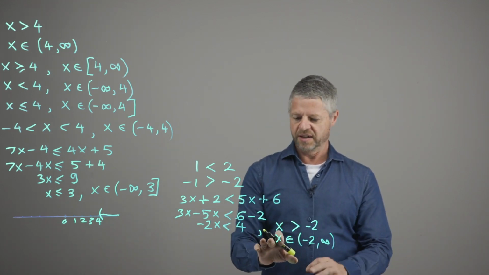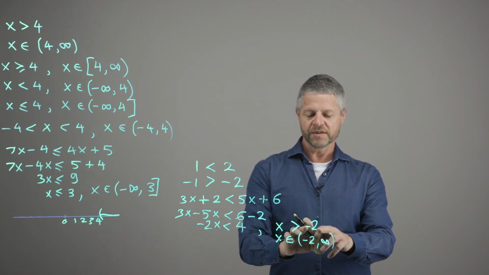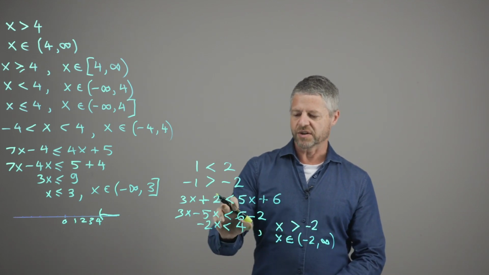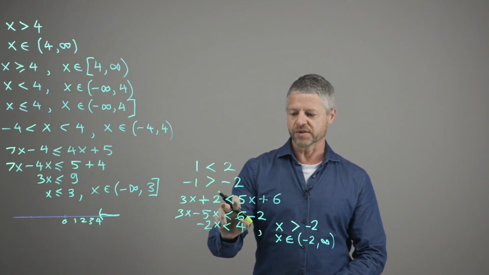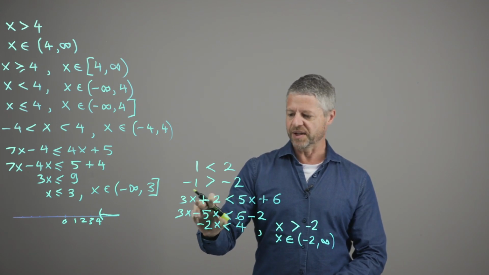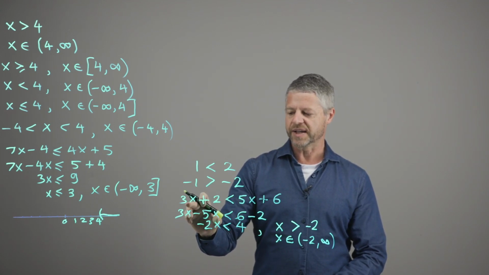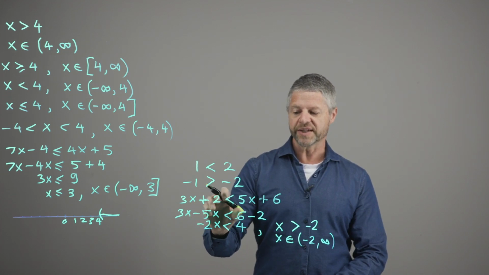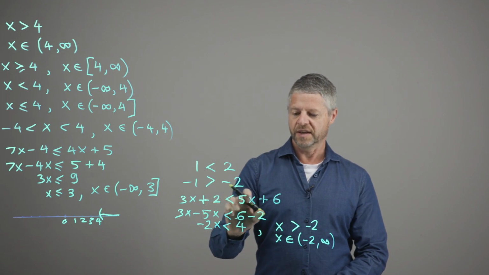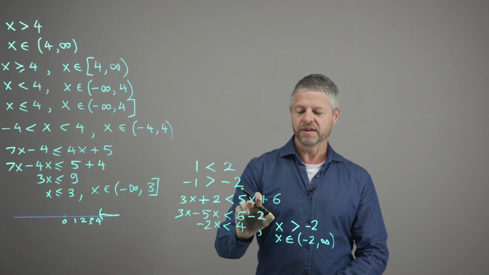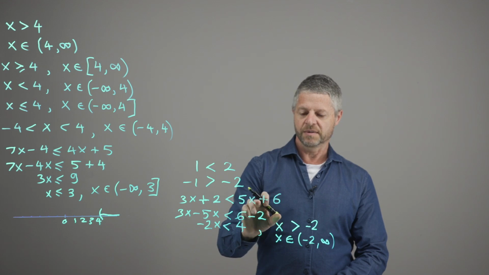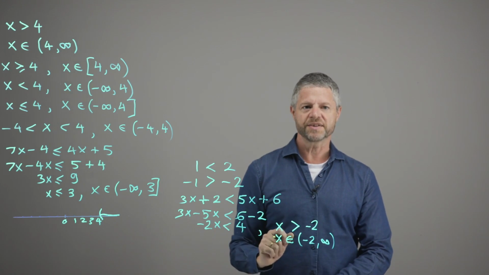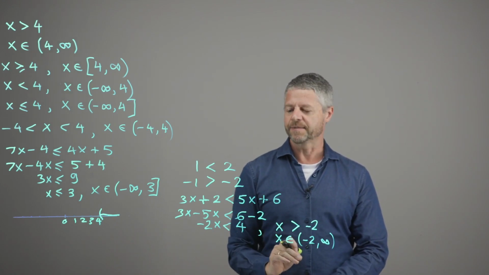And we could check if we pick a number greater than minus 2, let's say minus 1. Let's go back to our original inequality to make sure that we've done it correctly. So if we plug in minus 1 here, we would have 3 times minus 1 is minus 3 plus 2, so we'd have minus 1 here. And 5 times minus 1, minus 5 plus 6. We'd have plus 1 here. So minus 1 is less than plus 1. So it looks like we've done this correctly.